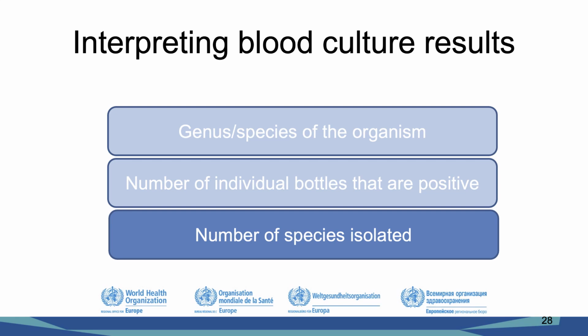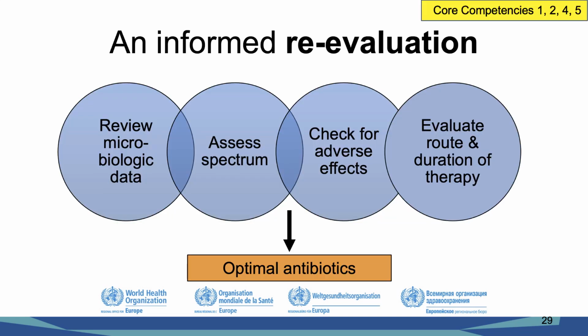And finally, the number of species isolated can also help with interpretation. If a single species is isolated from multiple blood culture bottles, it is more likely to represent true bacteremia. In contrast, mixed cultures of more than one species are more likely to reflect contamination.